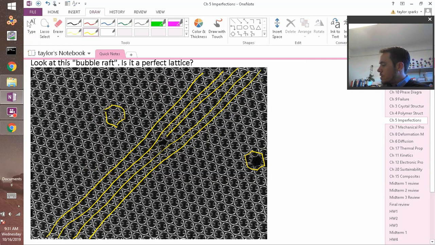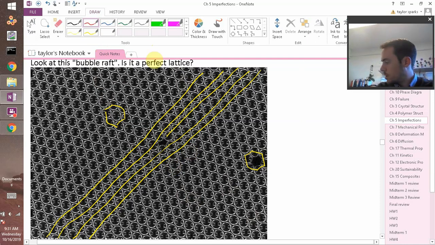So when you look at these defects, something that's helpful to talk about them is by doing something called the Burgers circuit. The Burgers circuit is as follows, okay? Let's pick a different color. Let's do red. What I'm going to do is trace a circuit around this defect, and what we're going to see is that it doesn't quite match up.